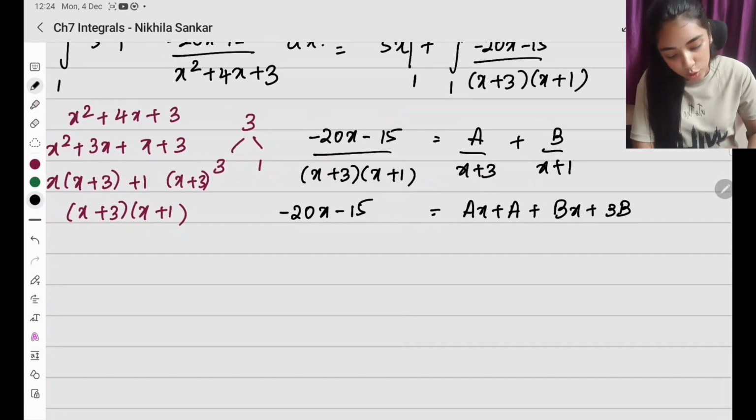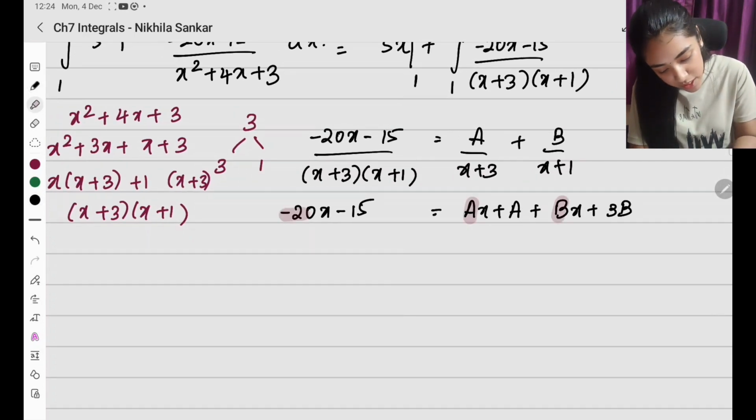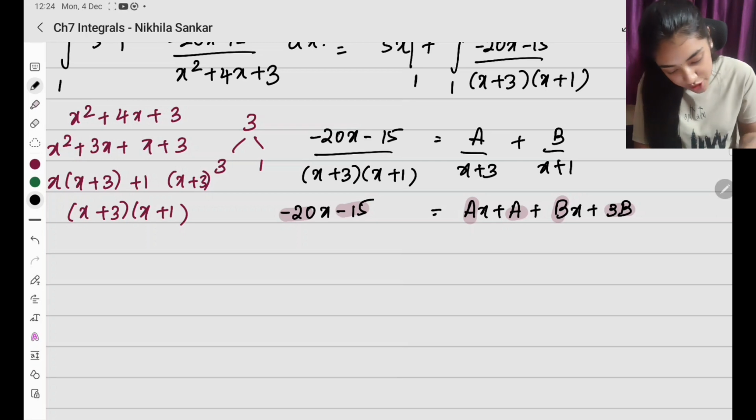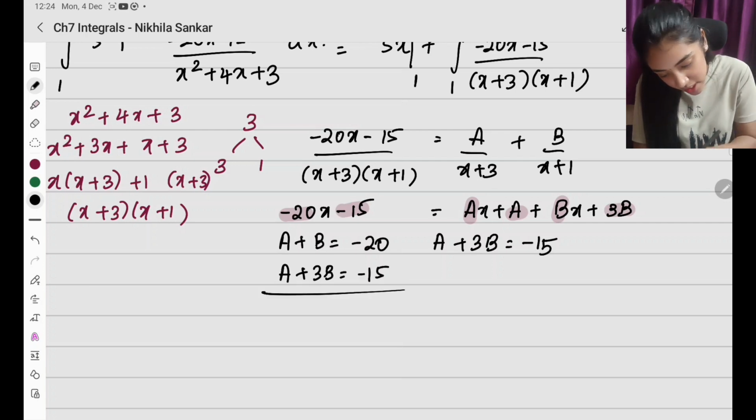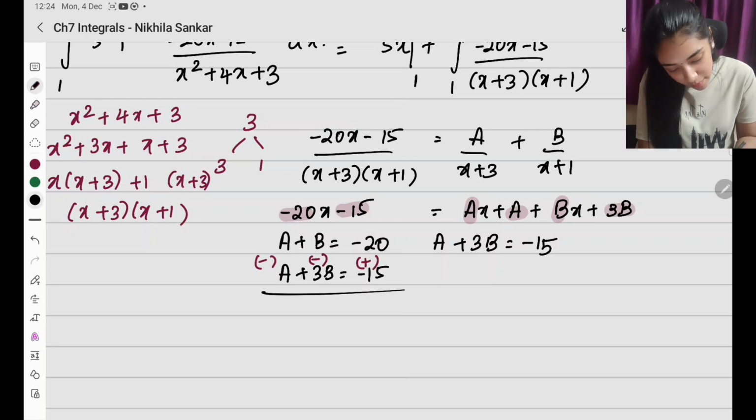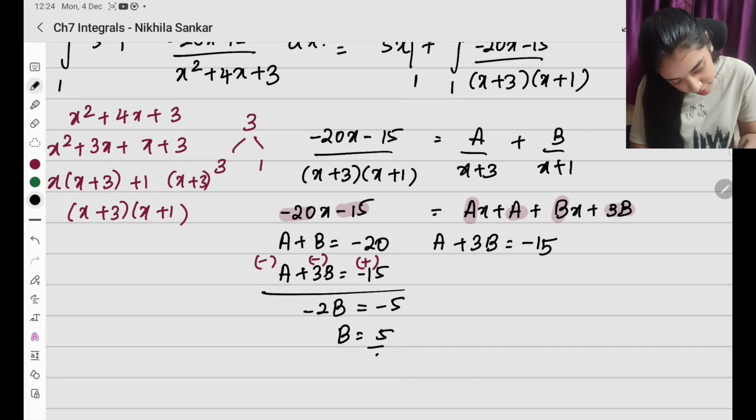Partial fractions, going on from there. So the coefficient a plus b is going to be minus 20 and 3b plus a is going to be minus 15. So I have two different equations. So I have basically a plus b equals minus 20, a plus 3b equals minus 15. I'll directly write it here. I need to subtract. So this becomes a minus, this becomes a minus, and this becomes a plus. So a minus a cancel. I do b minus 3b, which is minus 2b equals minus 20 plus 15, which is minus 5. So b equals 5 divided by 2.